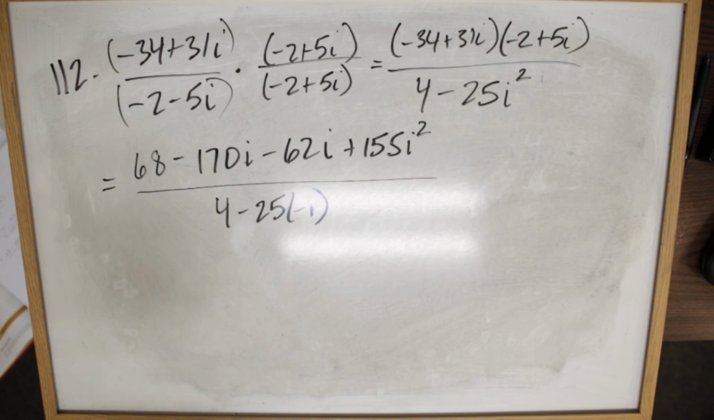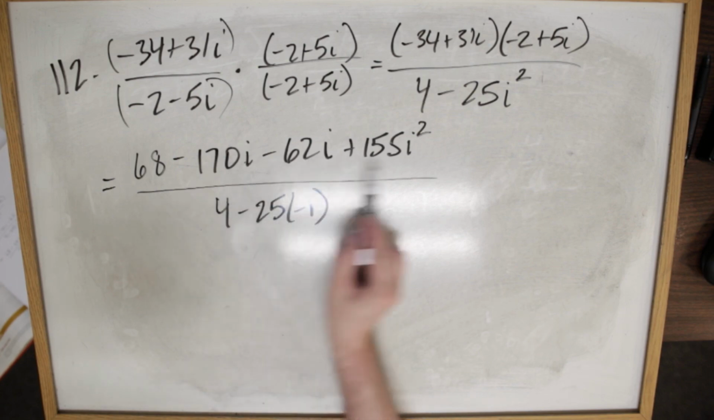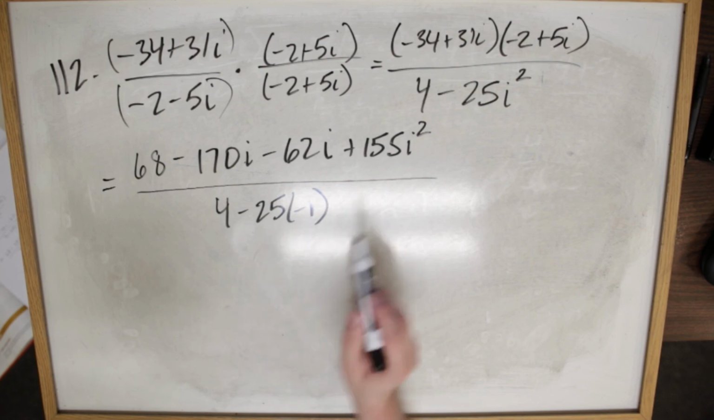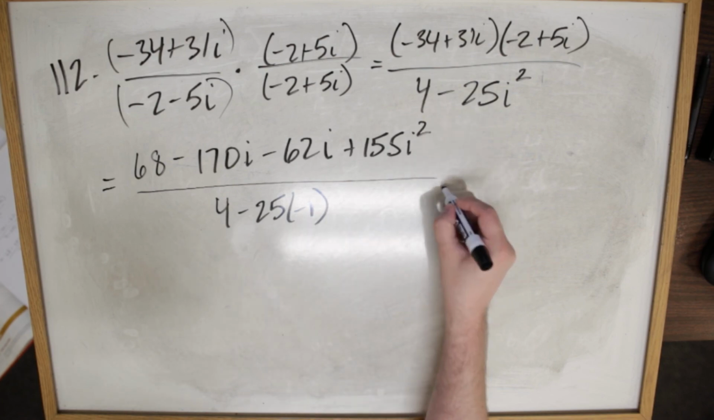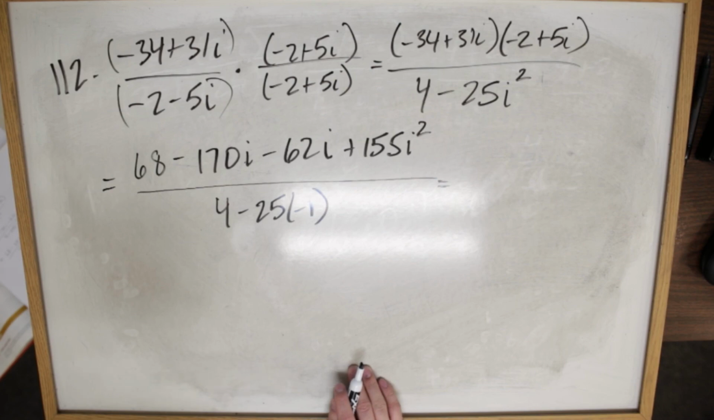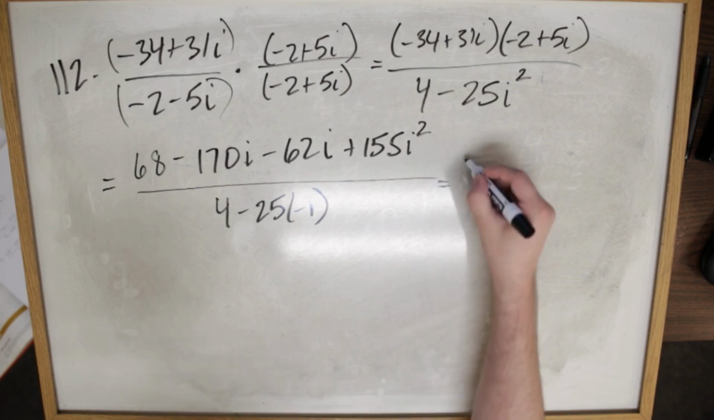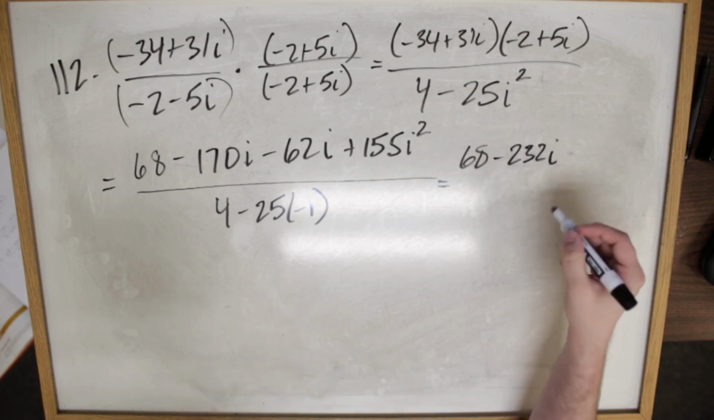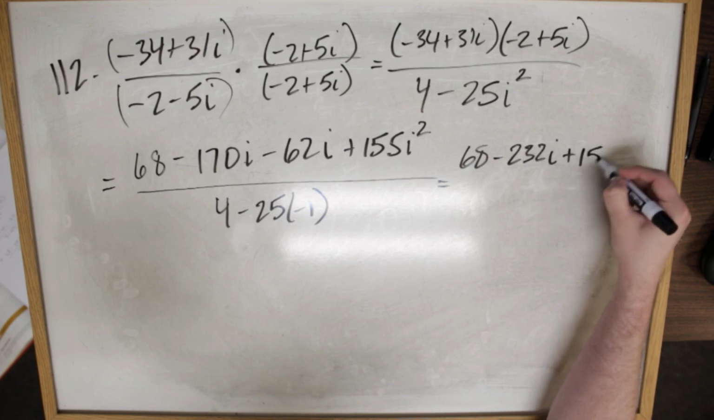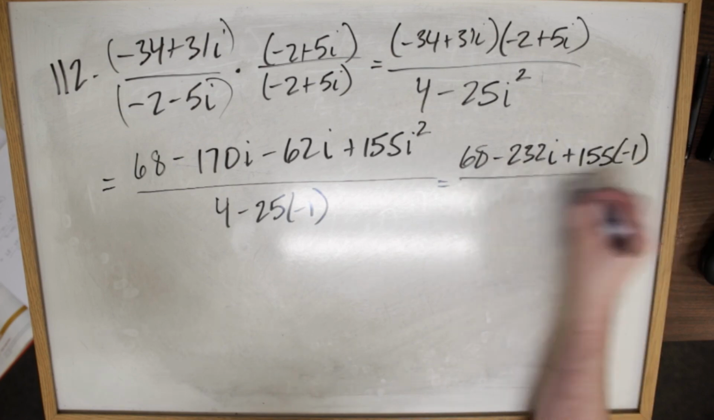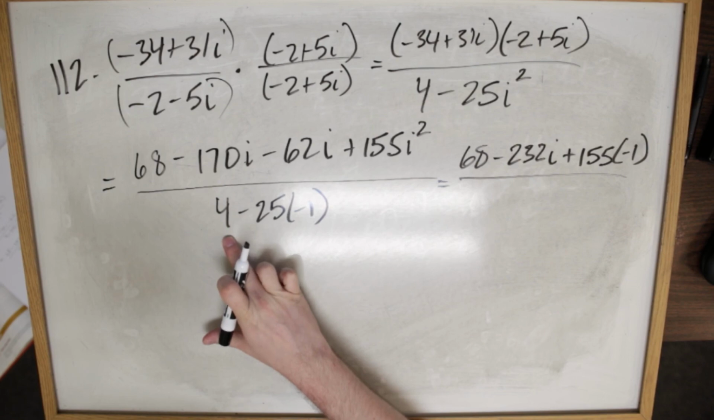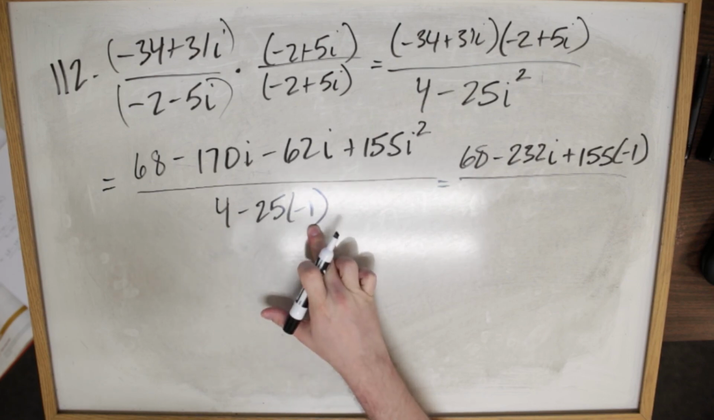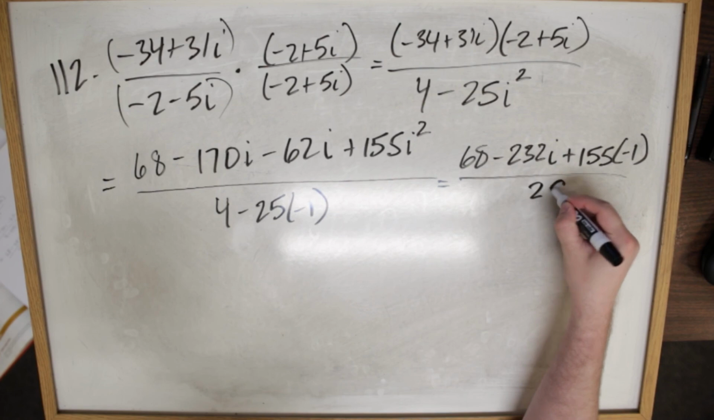And then, let's see here. So, let's combine these two together. We can't merge that one because it's an i squared. However, i squared is a minus 1, so that makes life a little bit easier. Do I have space here? I don't know, I think I do. So this is going to be 68 minus 232i plus 155 times a minus 1 all over 4 minus 25 times minus 1, which is going to be plus 25, so this is over 29.